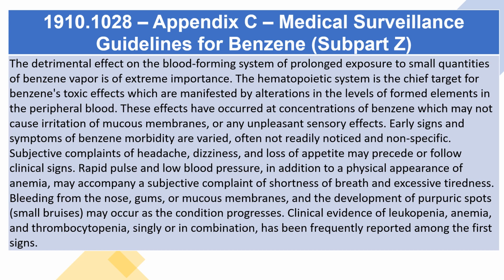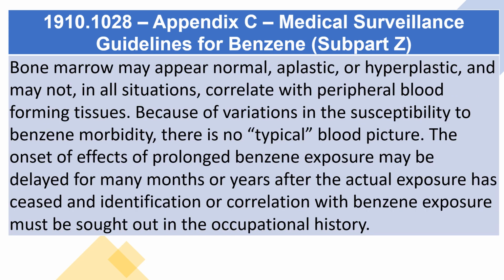signs. Bone marrow may appear normal, aplastic, or hyperplastic, and may not, in all situations, correlate with peripheral blood-forming tissues. Because of variations in the susceptibility to benzene morbidity, there is no typical blood picture. The onset of effects of prolonged benzene exposure may be delayed for many months or years after the actual exposure has ceased, and identification or correlation with benzene exposure must be sought out in the occupational history.